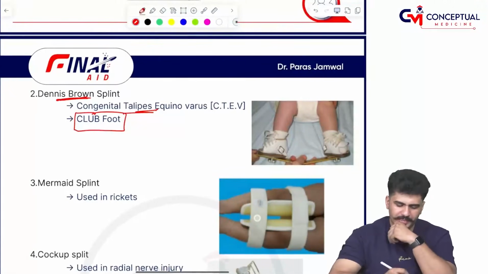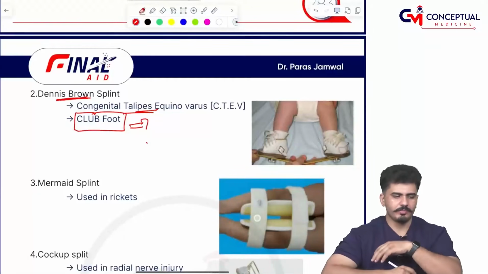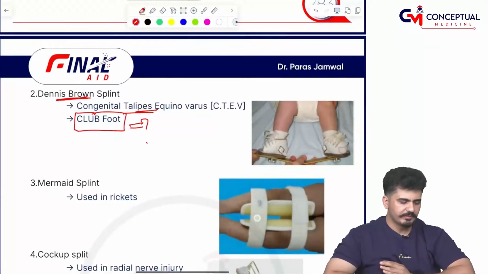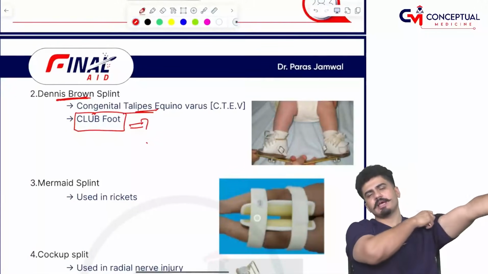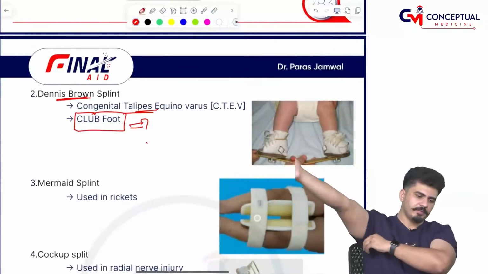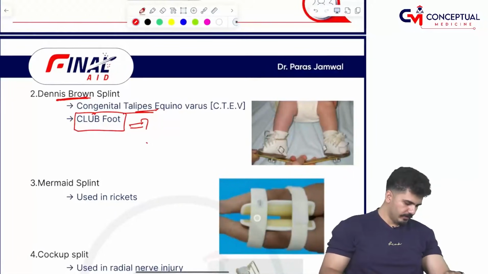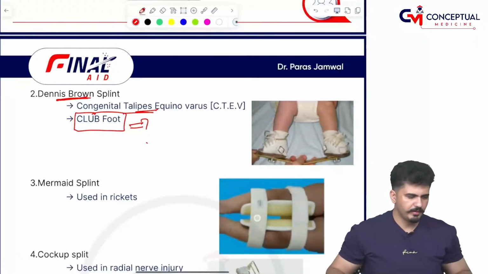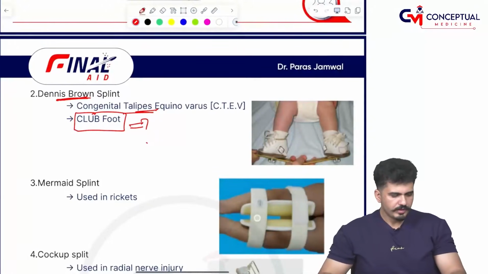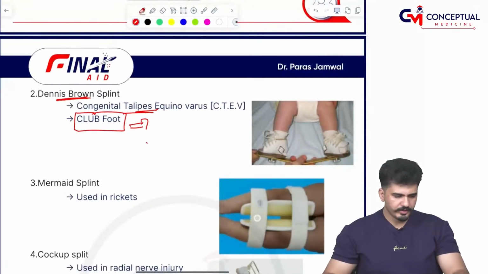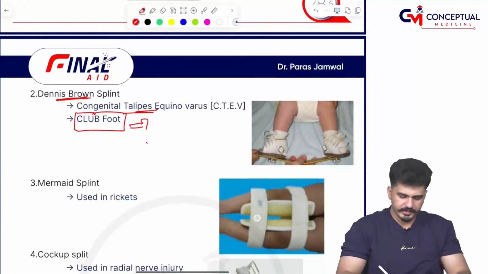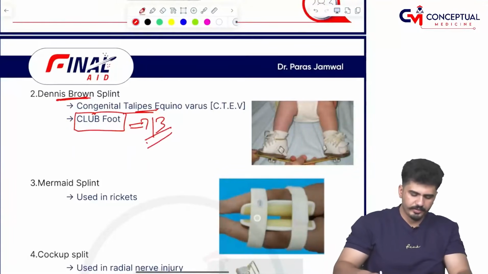Club foot is associated with which trisomy? Can you tell me which trisomy is in club foot? That is going to be your exam question, my dear friends. Very good. Wonderful. Perfect. Club foot is trisomy 13. Edwards is 18. Very good.